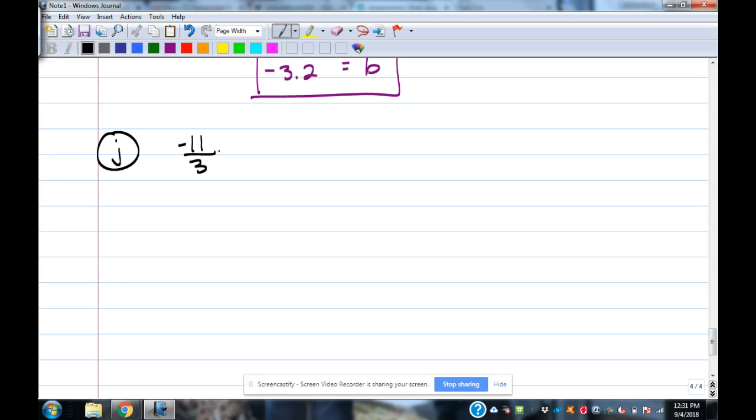Negative 11 over 3, parentheses, 5 over 2 x minus 5 over 3 equals 1705 over 36. Those look like big numbers, but they're not. They're less than 4.